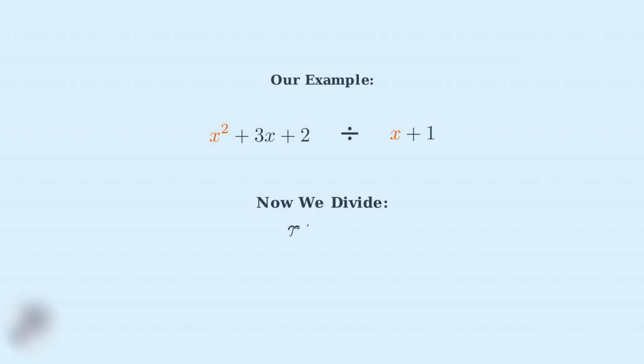Now we perform the division. We divide x squared by x. When we divide x squared by x, we get x. This x is the first term of our quotient. This is a crucial step because it tells us what to multiply the entire divisor by in the next step.